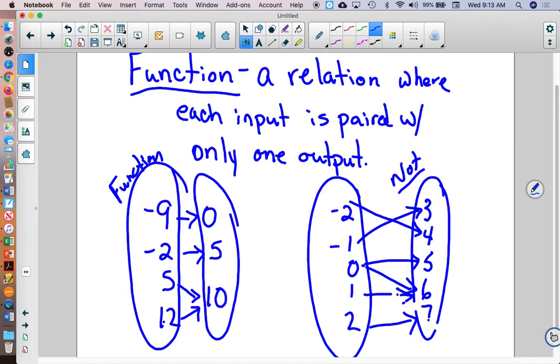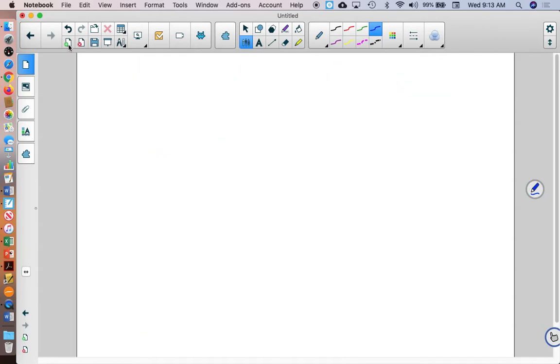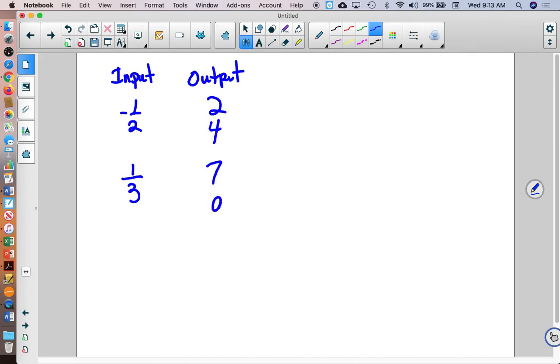Okay? I want you to try one more, because this is pretty much all you're doing today. Let's try for my input -1/2 and 1/3. Outputs. Is it a function or not? Thumbs up or thumbs down?